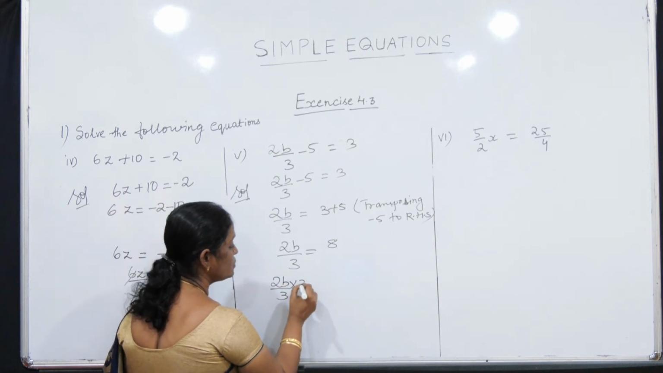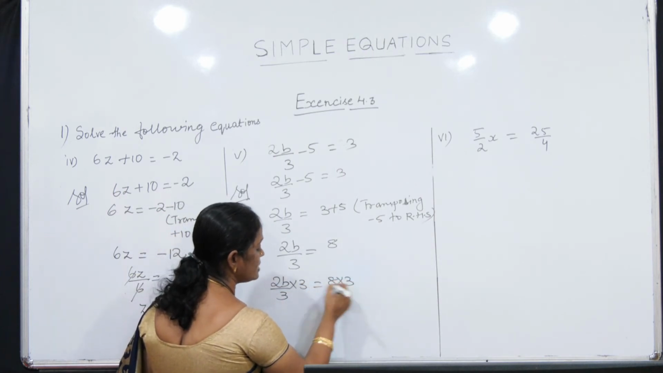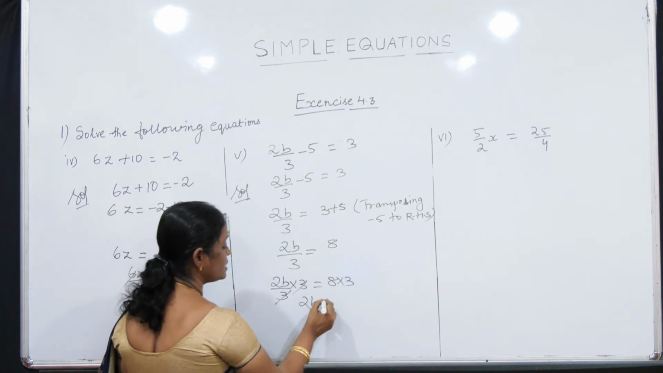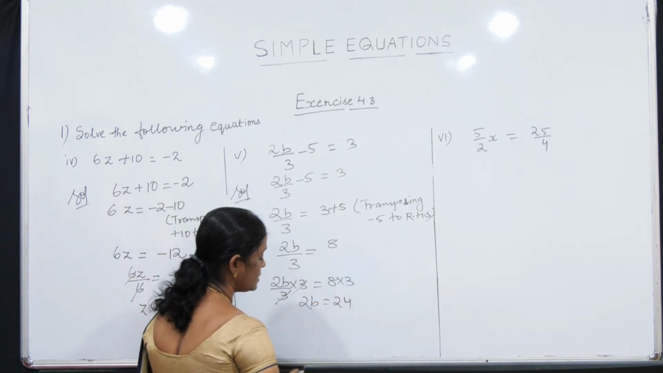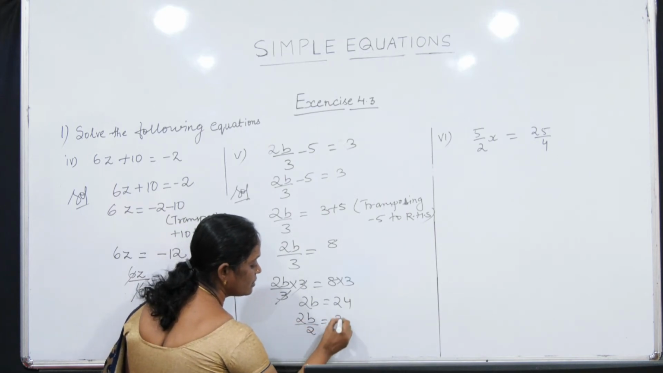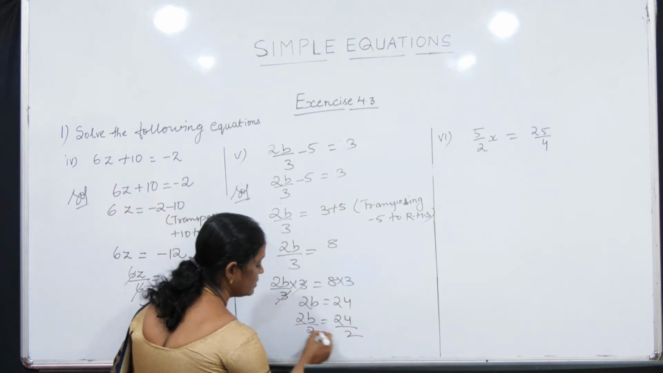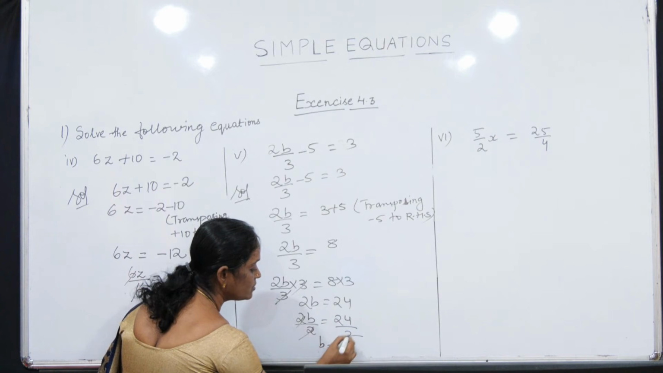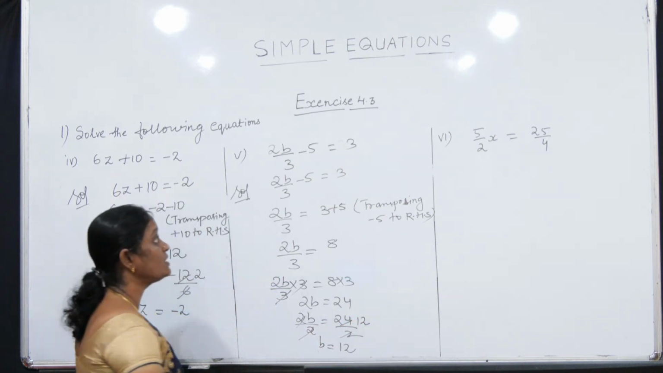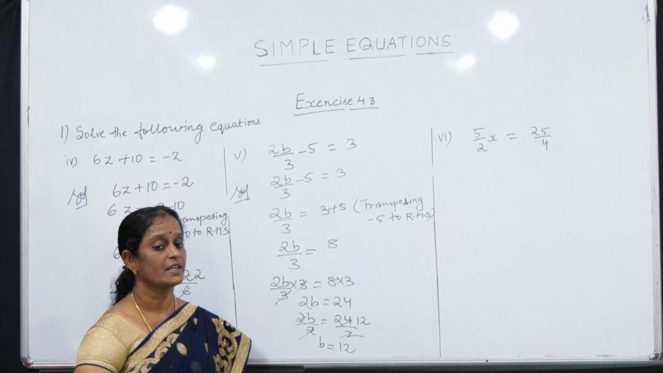2b by 3 into 3 is equal to 8 into 3. 3 here cancels, 3 here gets cancelled. 2b is equal to 8 threes are 24. Now dividing both the sides by 2. Here 2 gets cancelled. b is equal to 2 ones are 2, 2 twos are 4, it is 12. b is equal to 12 is the solution to the given equation.